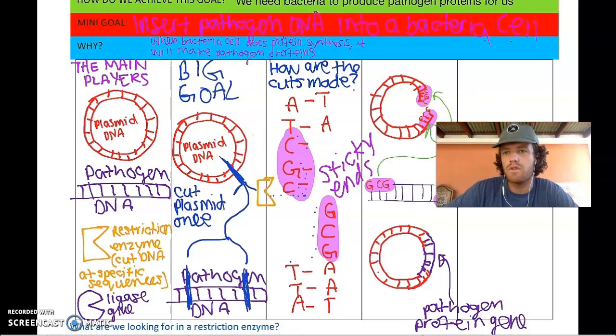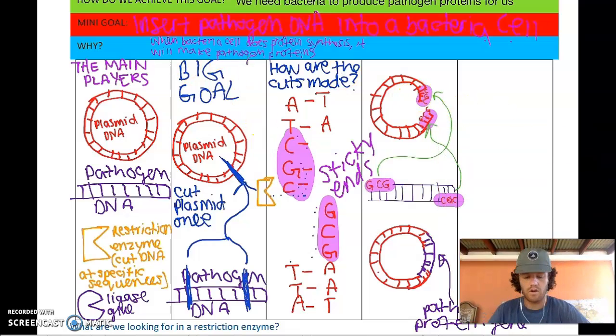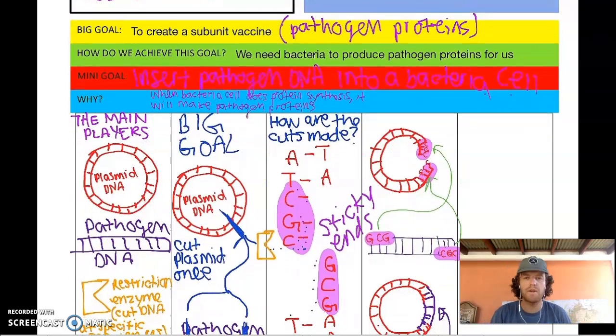Really quickly, let's review what we have gone through so far. Our big goal is to create a subunit vaccine. The way we are going to achieve that goal is we're going to get bacteria to make pathogen proteins for us. Because remember, all a subunit vaccine is pathogen proteins. So the way that we collect these pathogen proteins is we use bacteria to do that work for us.